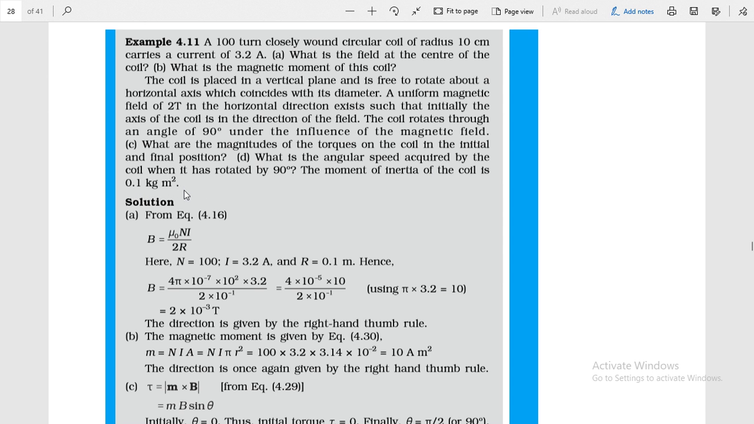So students, to solve this question, first let us write the given quantities. The number of turns is 100. The radius of this coil is 10 centimeter. Because this is not in the MKS system, you must change this unit into meter, so you can write 10 by 100 meter, that is 0.1 meter. Now the value of current is 3.2 ampere. Then, what is the field at the center of the coil?